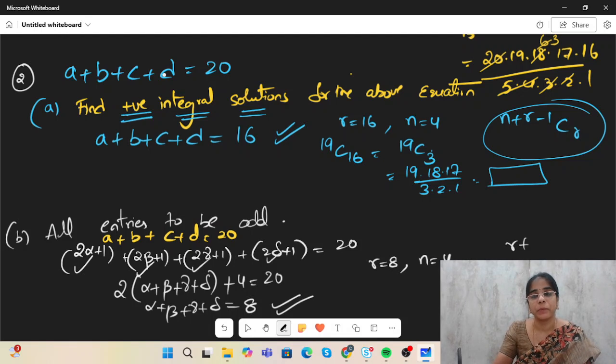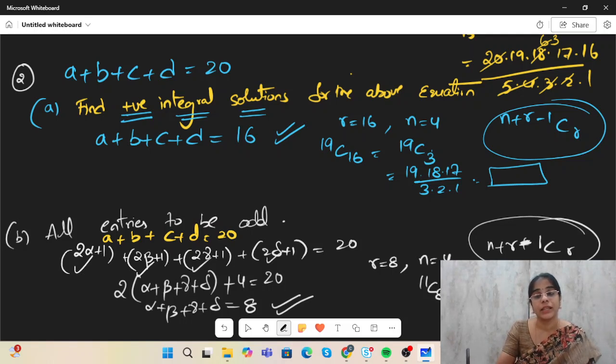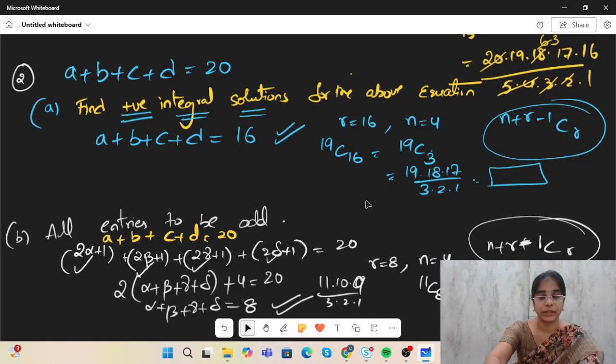Now you apply N plus R minus 1 C R. So 4 plus 8, that is 12. 12 minus 1, that is 11 C 8, or it is the same as writing 11 C 3, because 11 minus 8 is 3, which is reduce 11 three times. 11, 10 and 9 upon 3 into 2 into 1 is what you get. Okay, understood that? Right. Next question.